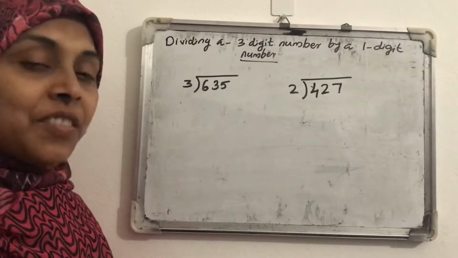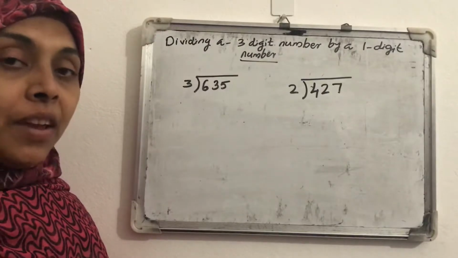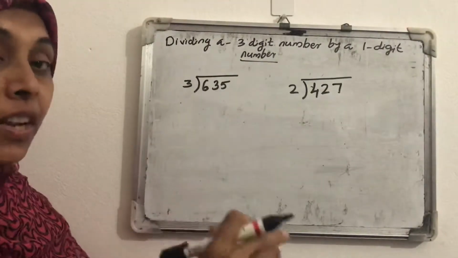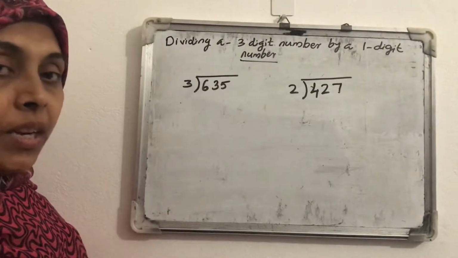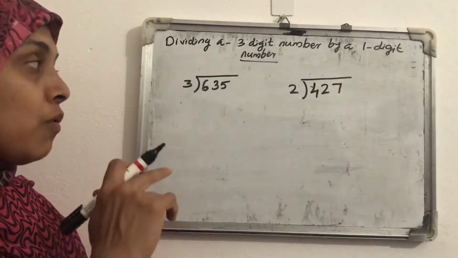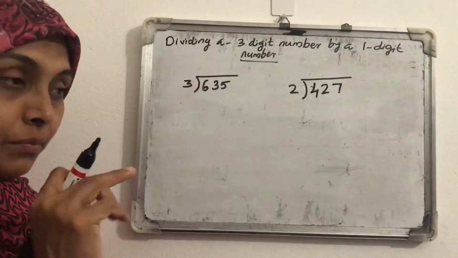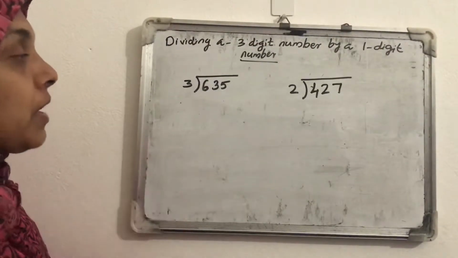Last class we discussed how we divide a 2-digit number by a 1-digit number. Today, if the dividend is 3-digit, how can we divide it? It is the same method, the same steps we follow here also. What we learned for dividing a 2-digit number, the same steps are followed here.